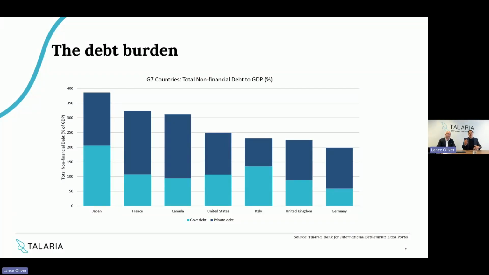So Japan, France, Canada, all well over 300%, but of course China as well is well over 300%. The reason that I would suggest that number is worth bearing in mind is Greece. I remember all the turmoil in 2011 and 12. That had debt to GDP of about 297%, and we're well above that and forecast to continue to grow all around the world.